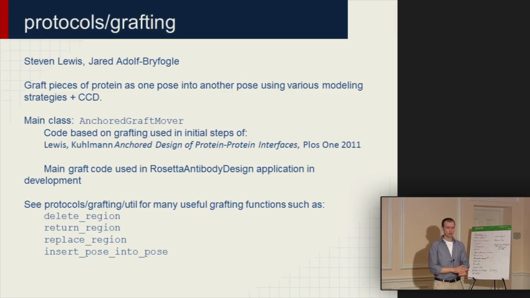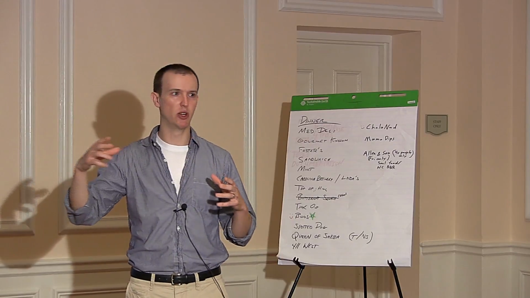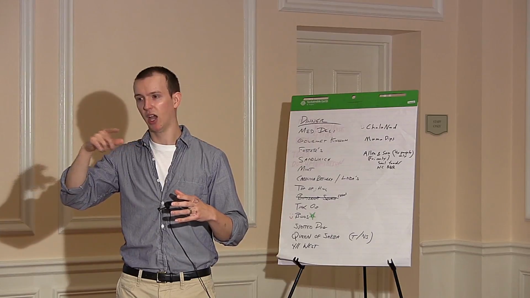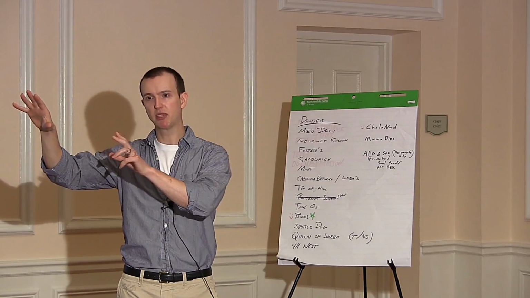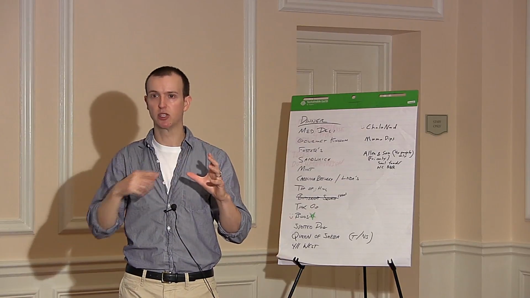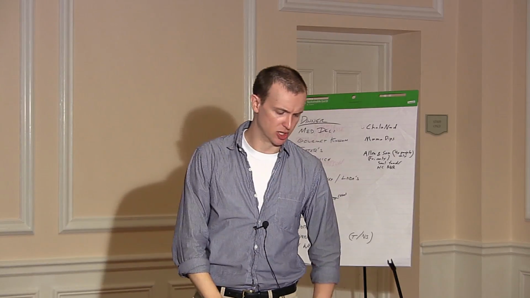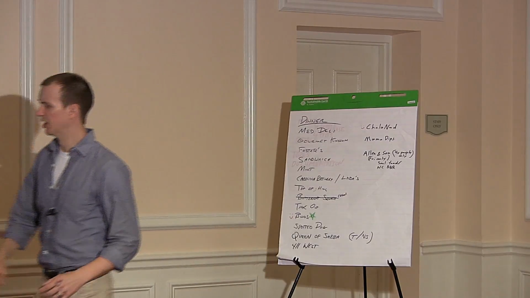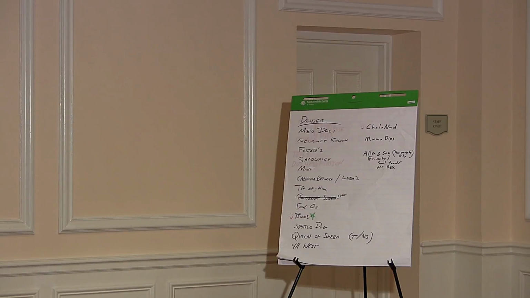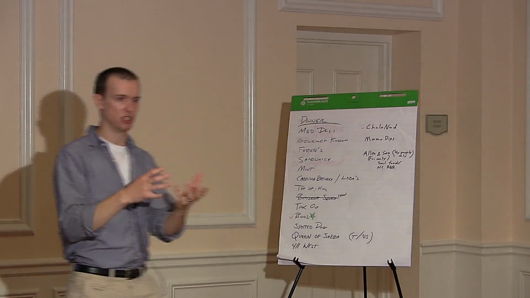The grafting code comes from Stephen Lewis and Jared, where you try to take pieces of a protein and move it onto another pose using various modeling strategies, including CCD loop closure algorithm. The main class is this anchored graft mover, which Stephen originally developed, used in protein interface design, where you have a motif that you would find, say, from your target interacting with a peptide maybe, and you want to graft that peptide onto some scaffold protein, so that then the scaffold with this peptide will then bind to the target.